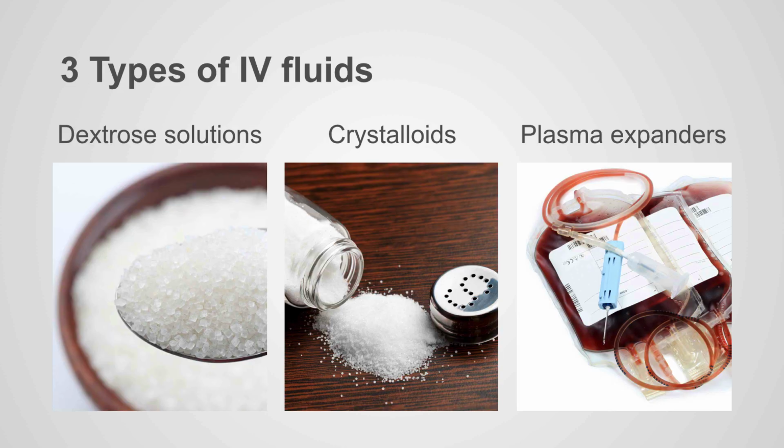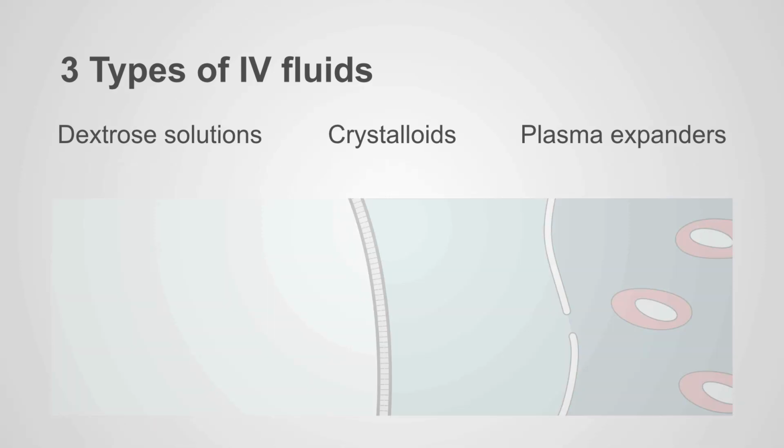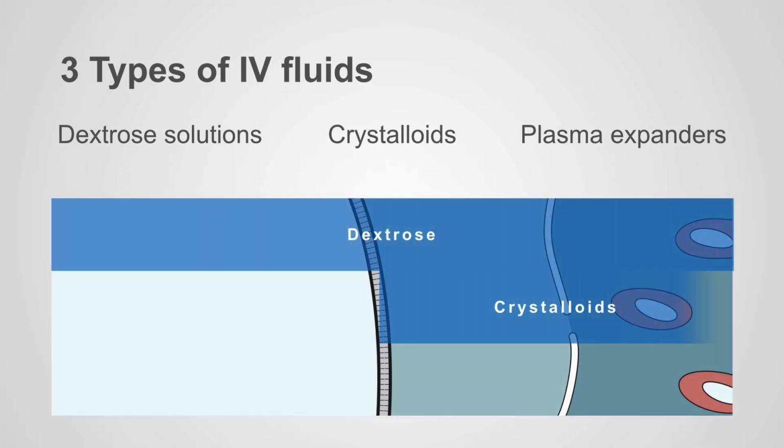There are 3 fundamental types of IV fluids: dextrose solutions, crystalloids, and plasma expanders. These differ in the location where the fluids end up. Dextrose solutions distribute across the entire body. Crystalloids are locked into the extracellular compartment, and plasma expanders, as their name suggests, remain in the plasma.